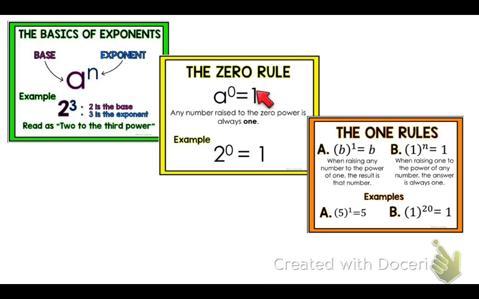The 0 rule, that's when you have anything that is raised to the 0 power, it's always going to generate a number 1. That's your value. It's always going to give you that. So 2 to the 0 power is 1. That's an example. A million to the 0 power will just be 1.